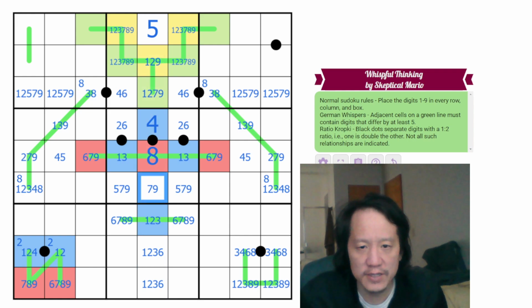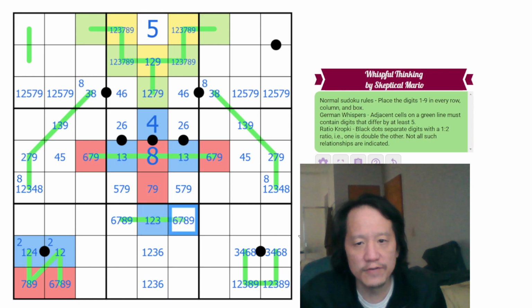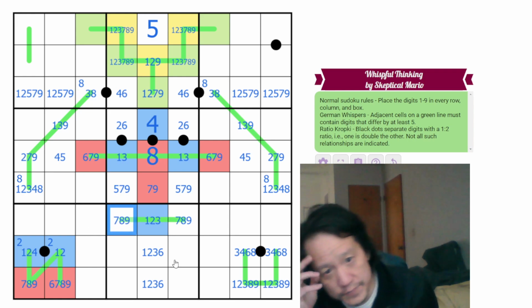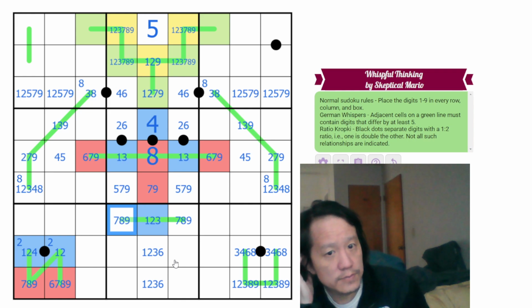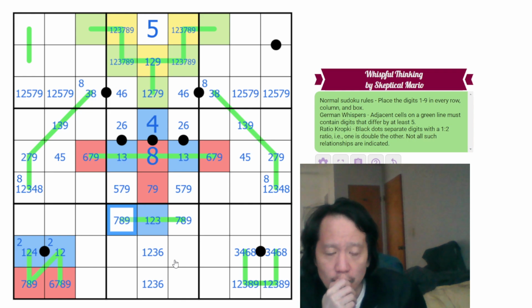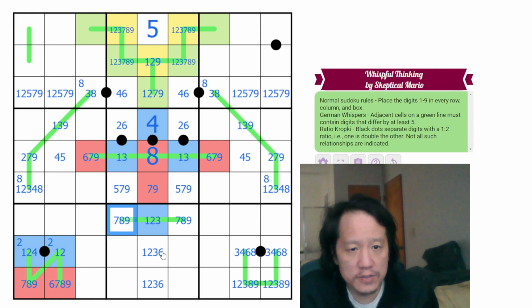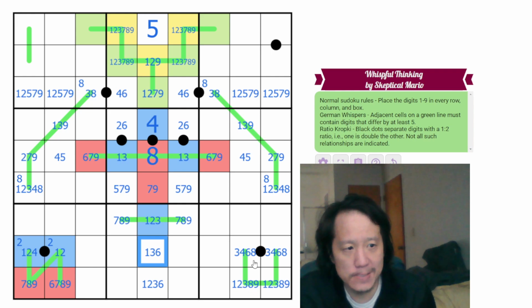This has to be a 7 or 9. Because it can't be 5. Therefore, the 6 can never be here. Okay, that's good to know. So 6 is one of these two. Okay, this can never be 2. Interesting.